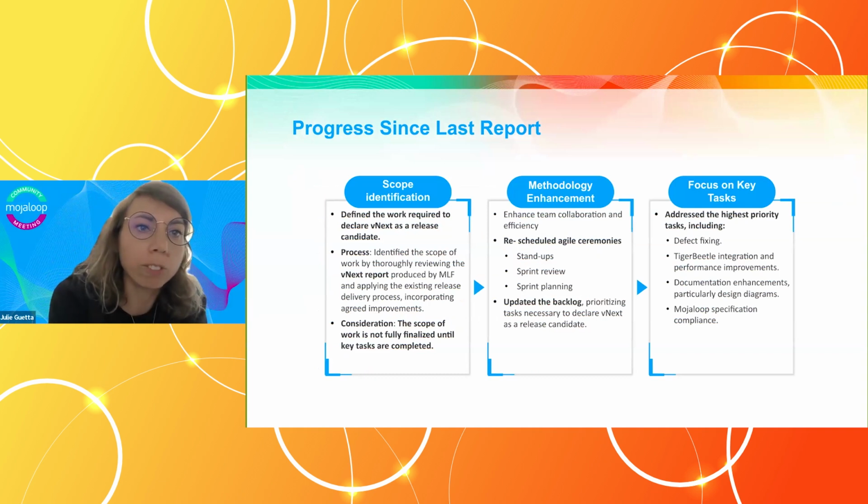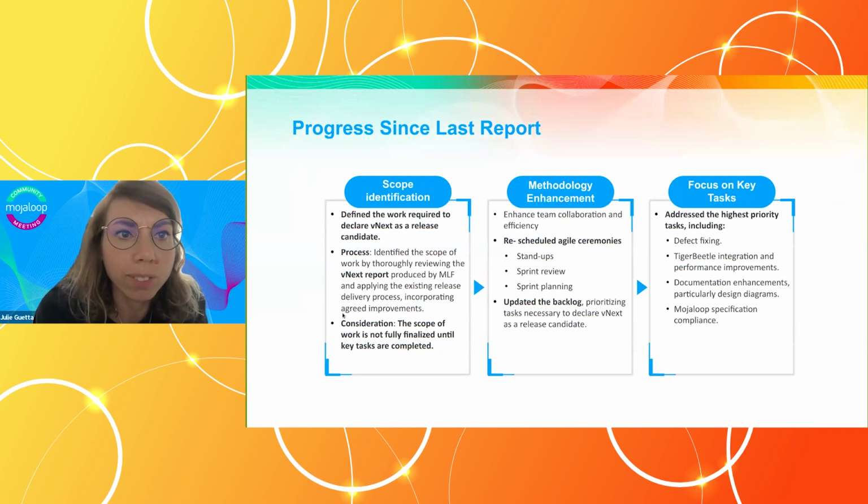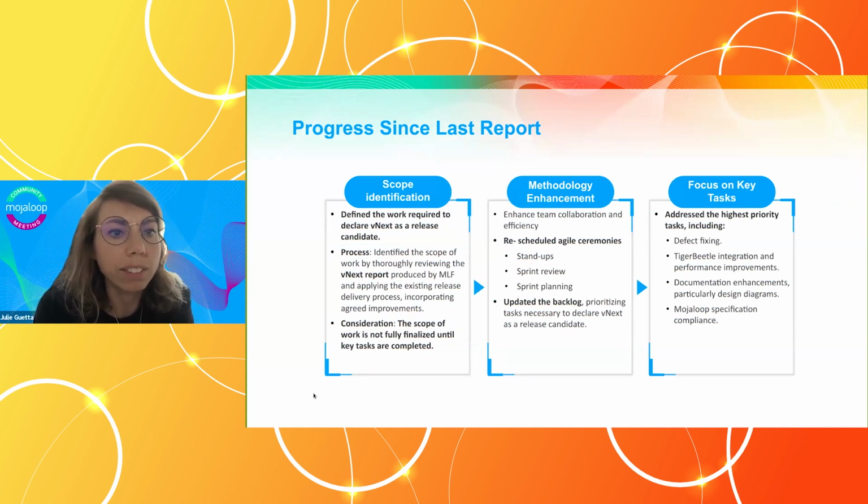Yeah, so we've made significant progress with the last PI, as James mentioned earlier in this call. So I guess we can more or less categorize this progress in three big themes. First one is scope identification. So we have now clear visibility on what it takes to declare vNext as a release candidate.